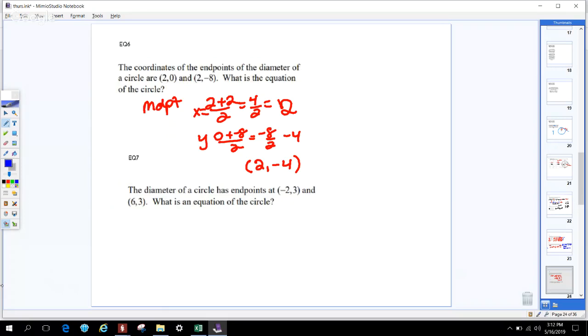So how am I going to get the equation in here? What am I going to get? Actually, we don't even need it. It just wants the coordinates. Oh, no, it does want the equation of a circle. So what am I going to do?